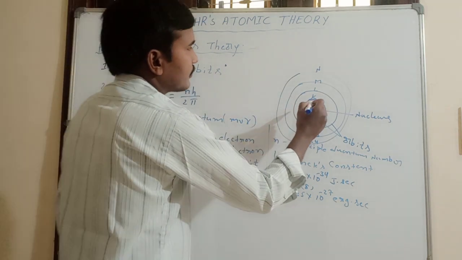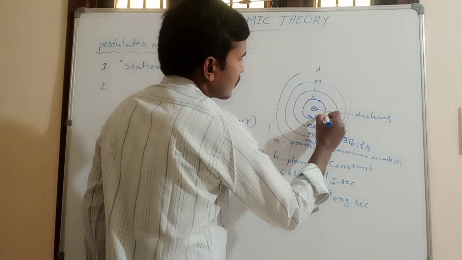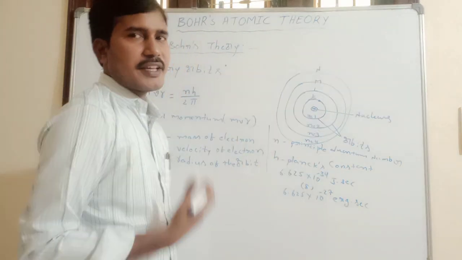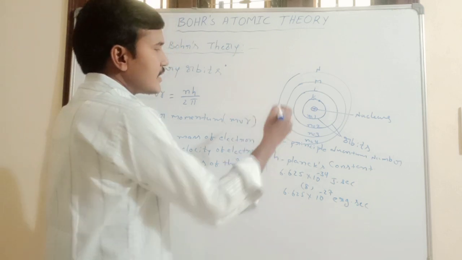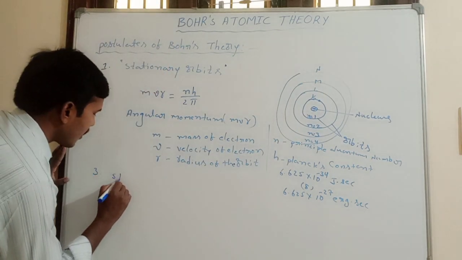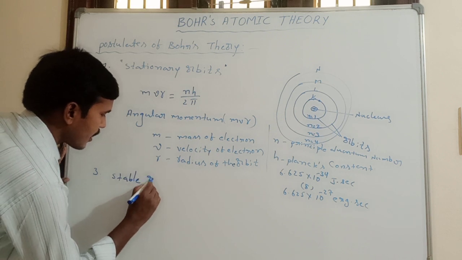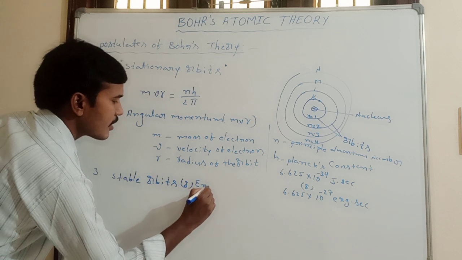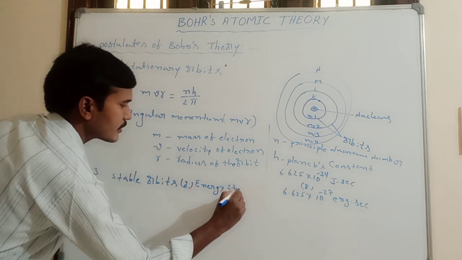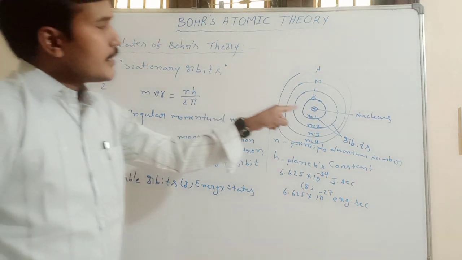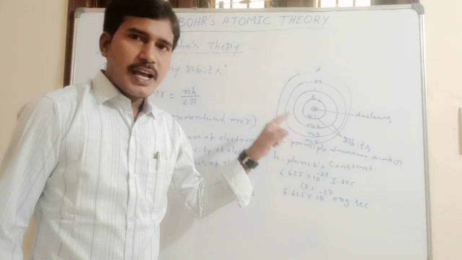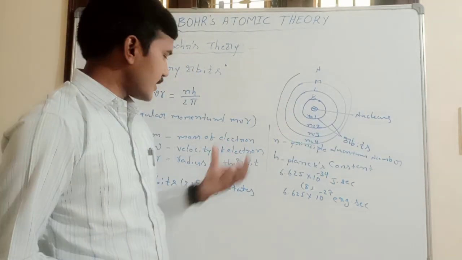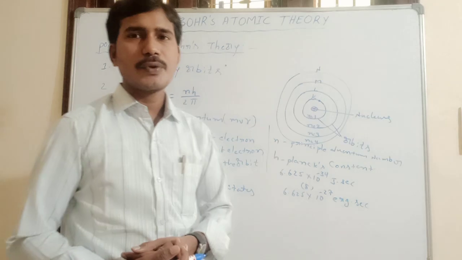As long as the electron revolves around the nucleus, it neither loses energy nor gains energy. Hence, these are called stable orbits, or energy states. Each energy state has a definite amount of energy. Each stationary orbit has associated with it a definite amount of energy.